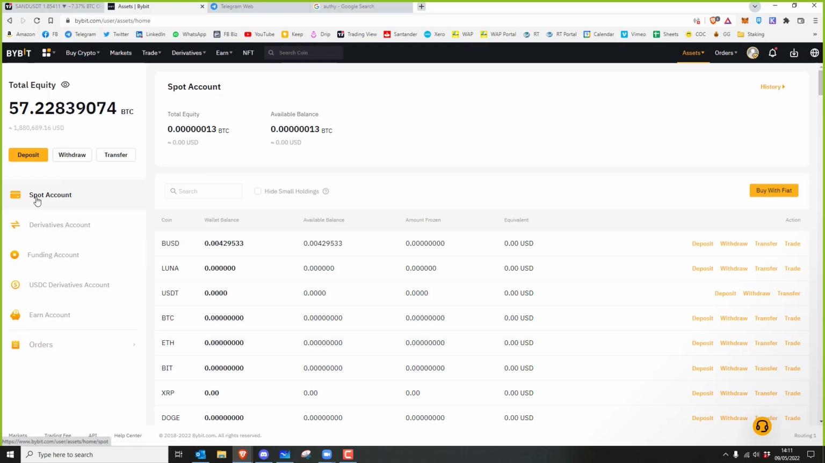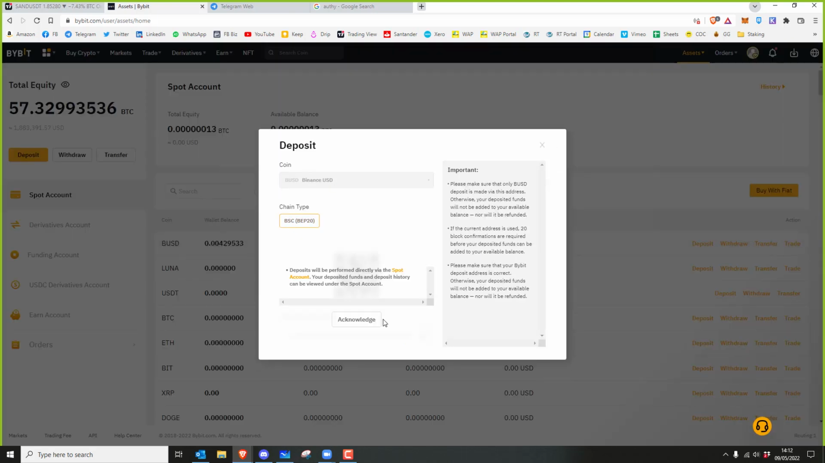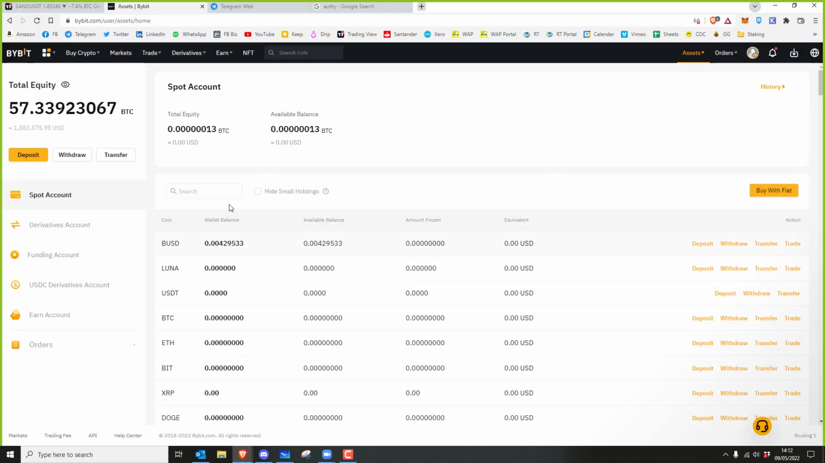The spot wallet, or spot account, is what you're using for buying actual tokens. So you can use Bybit just like Binance to go in and buy actual tokens. As you can see, I own nothing other than barely any BUSD. So that's holding actual tokens. If I want to deposit some BUSD, for example, I'll get the address, send it here, and that way it stays in my spot account.